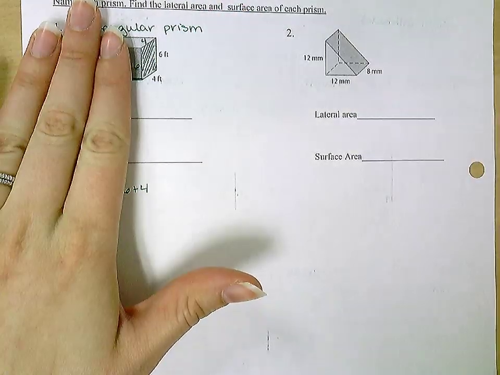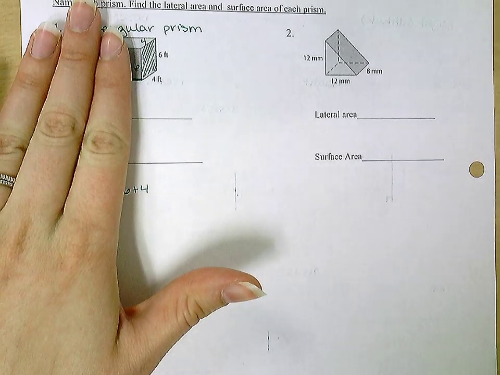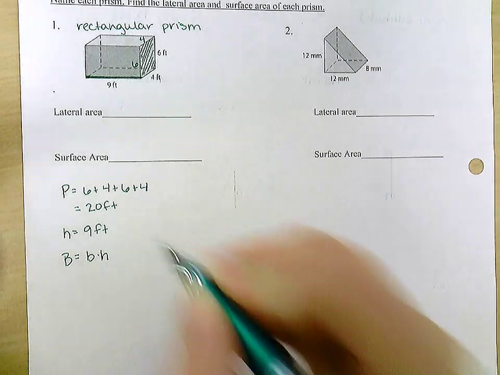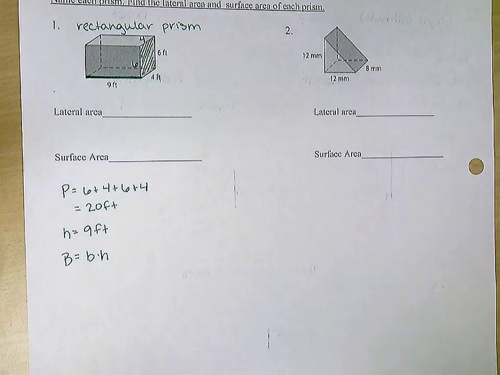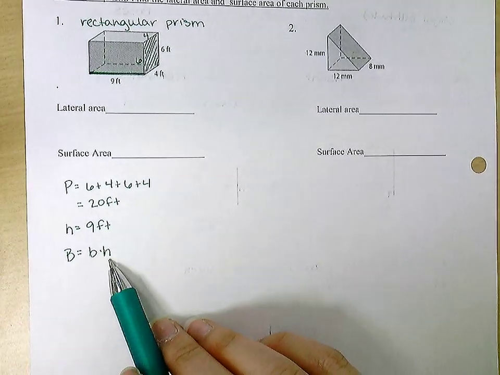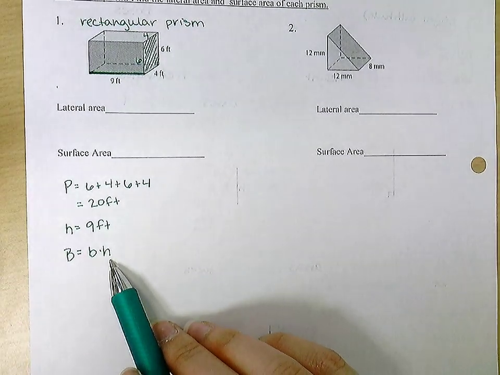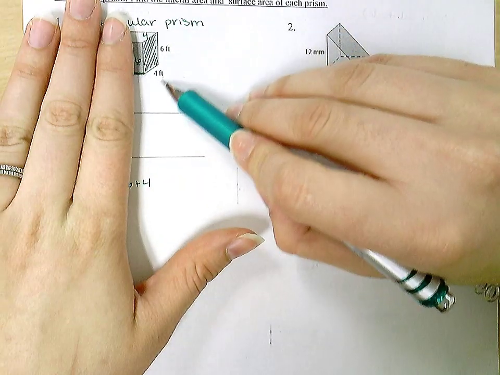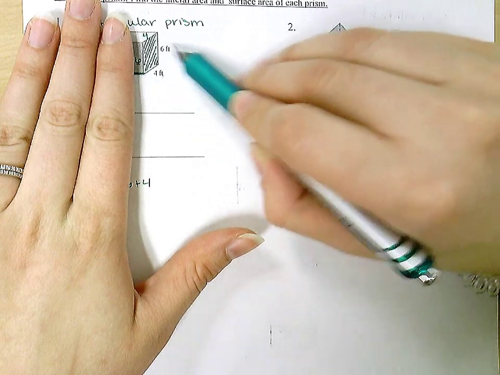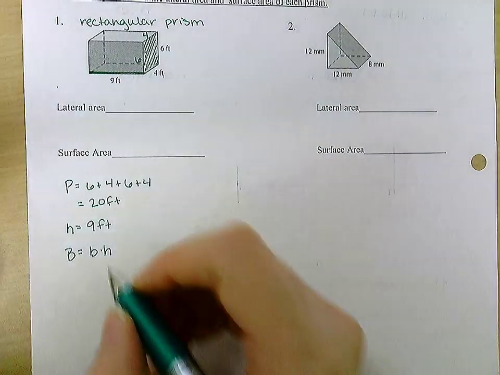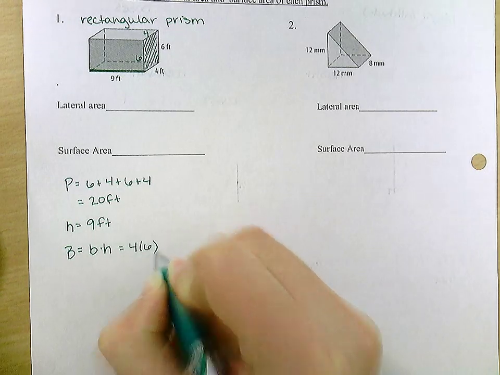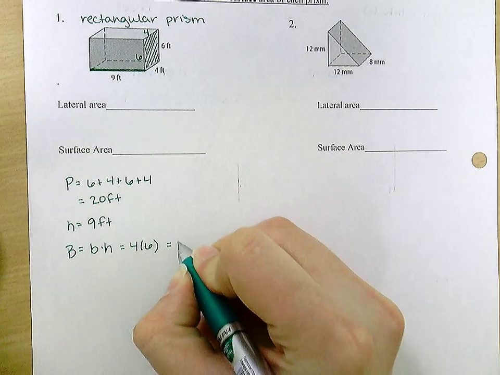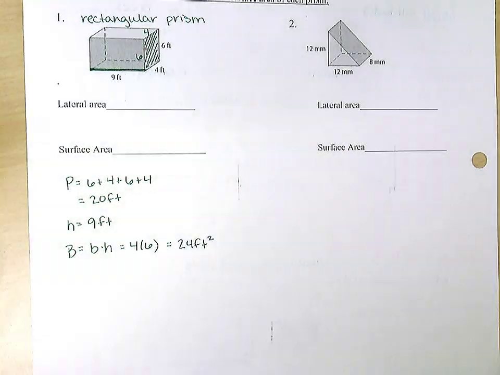This one over here is a rectangle. To find the area of a rectangle, we need to multiply base times height. You do not put 9 in for H here. This is a different H. This H is the height of this rectangle. So here I would multiply 4 times 6 to find the area of that rectangle. That's 24 feet squared.